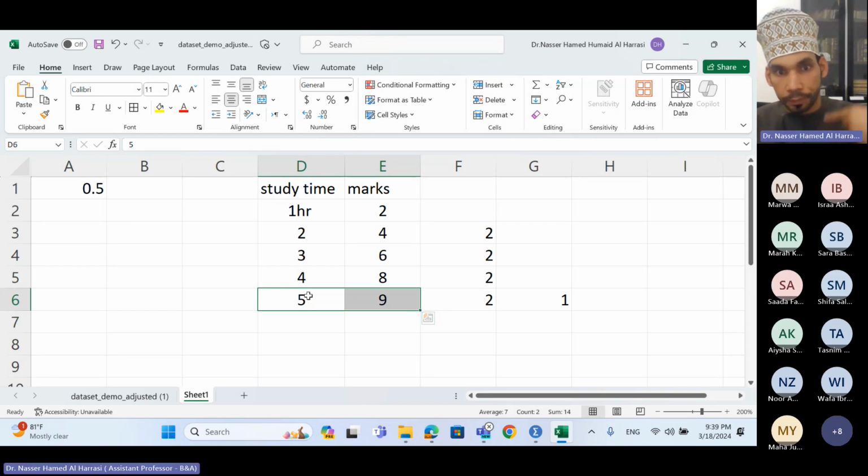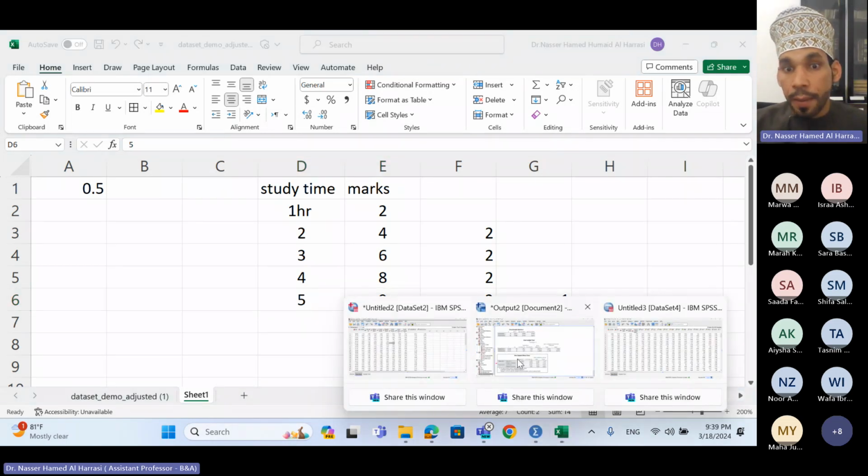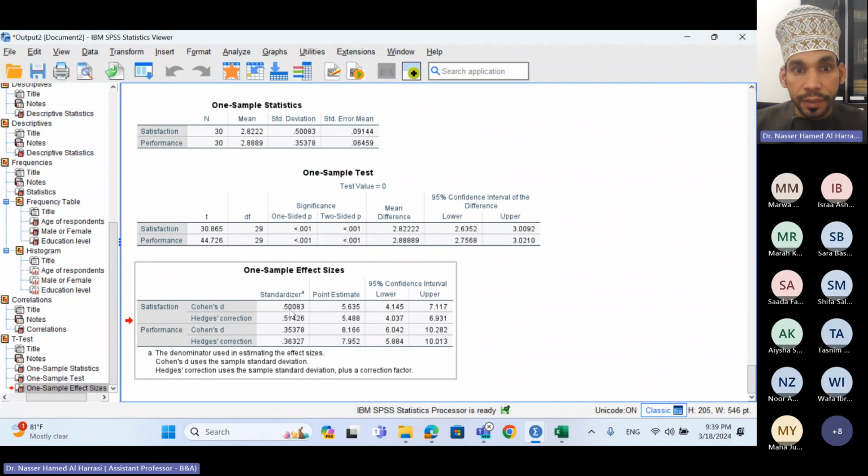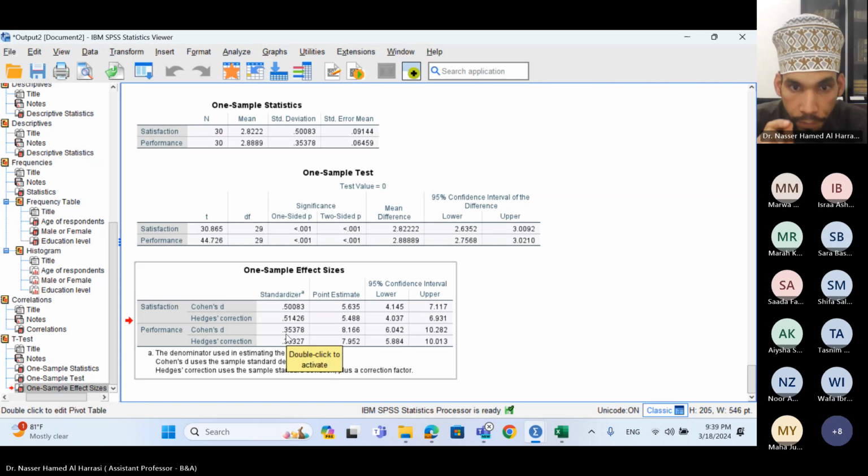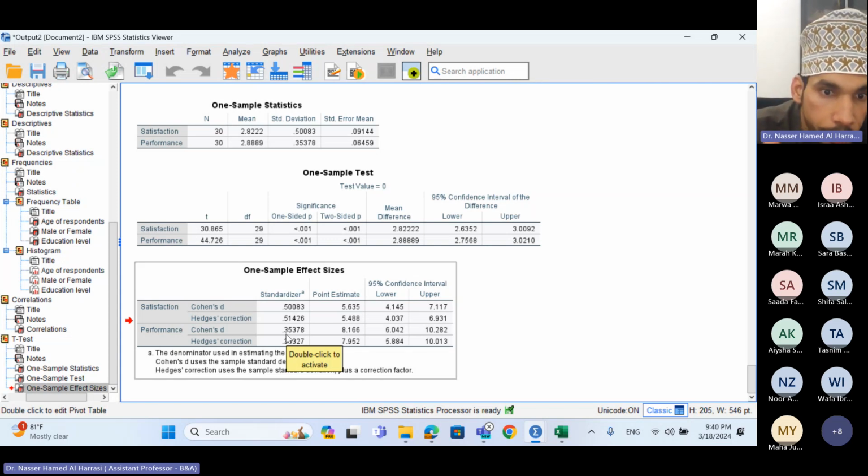So if you are studying 5 hours, that means you are going to get only 9 marks. It is the same process here. The effect size, they are saying it is 0.5. The performance 0.3. We would like to measure the impact of satisfaction on performance. So when the effect size of satisfaction increases by 0.5, the performance, the employee performance, will increase by 0.35.